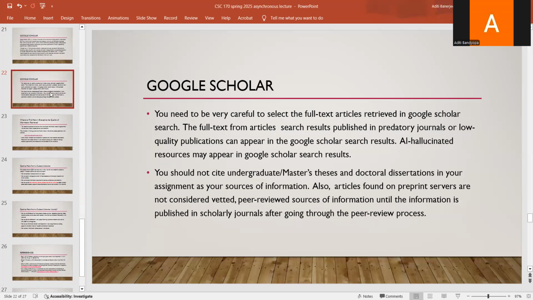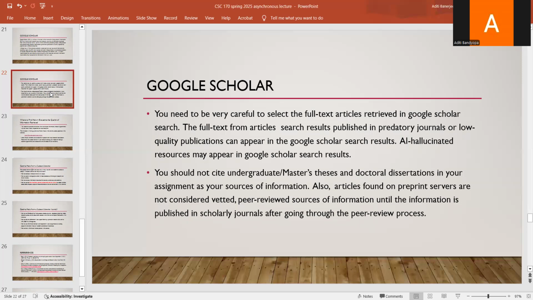You should be very careful to select the full text articles retrieved in Google Scholar search. The full text from articles published in predatory journals or in a low quality publication can appear in the Google Scholar search results. AI hallucinated resources may appear in Google Scholar search results too. Be careful.